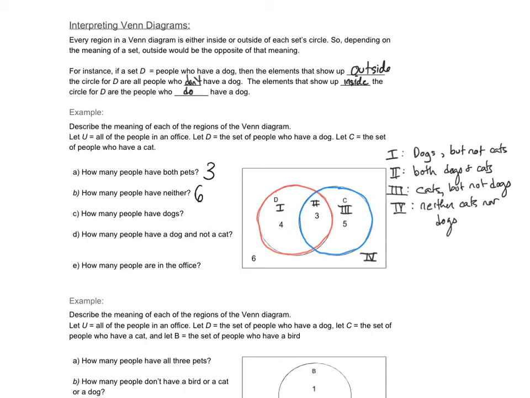Now this is an important thing. Notice it doesn't say only dogs. It doesn't say only dogs, it just says that they have dogs. So that means that everybody who has dogs counts, which is going to include the people who have dogs but not cats, which would be these people. But it's also going to include the people who have dogs and also have cats. So therefore, there are going to be 3 plus 4 or 7 people who have dogs.